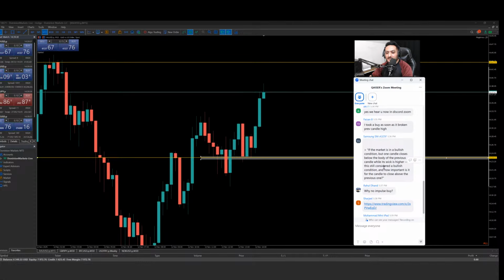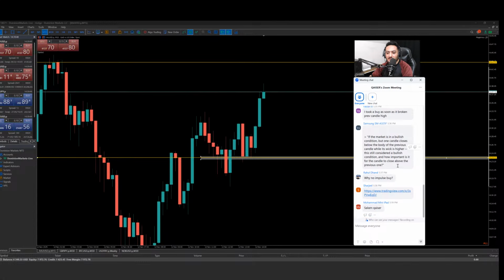Okay, if the market is in bullish condition, but one candle closes below the body of the previous candle while its wick is higher, is this still considered a bullish candle condition? And how important is it? You know what, Samsung SM, send me the chart. I cannot imagine the things and explain that. If you really want a deeper explanation, kindly send me the chart. That will be more beautiful for both of us to understand.